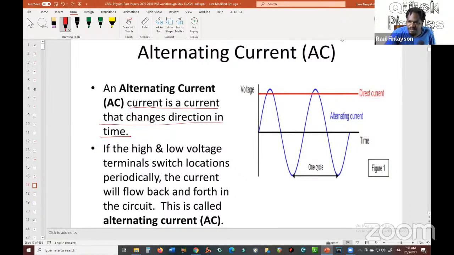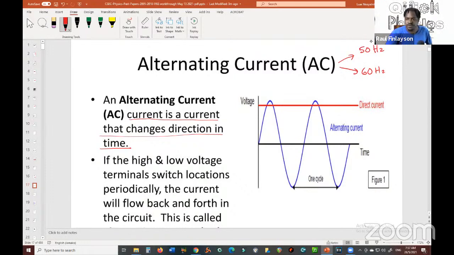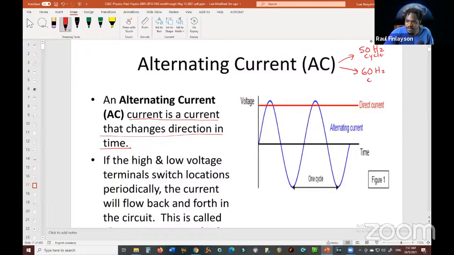For AC current in Jamaica, and they might even ask it this way in the exam too, the frequency of the current is important. All right. Jamaica uses a 50 cycle or 50 hertz cycle. The US uses 60 hertz. All right. Now this refers to the cycle of current that's used in Jamaica. What does this mean?